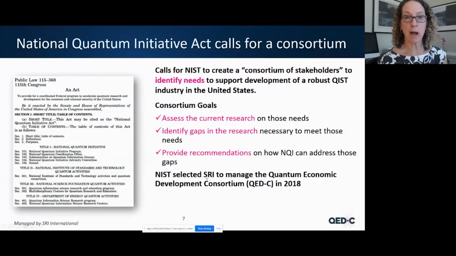NIST selected SRI International, my employer, to manage this Quantum Economic Development Consortium, the QED-C, and that was in 2018. So we've been going for almost 2 years now. And it feels a little bit like a startup. We're creating something new. It's very exciting.